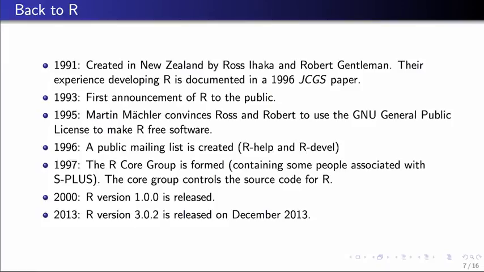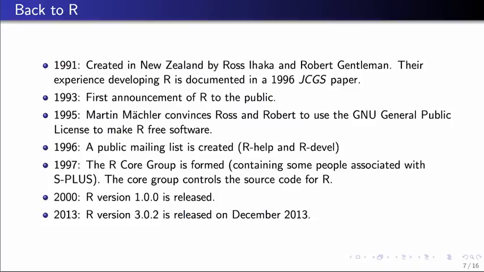And they talked about their experience developing R in a paper published in 1996 in the Journal of Computational and Graphical Statistics. In 1993, the first announcement of R was made to the public. In 1995, Martin Mächler convinced Ross and Robert to license R under the GNU General Public License. And we'll talk a little bit more about that in a second. And that made R what we call free software.